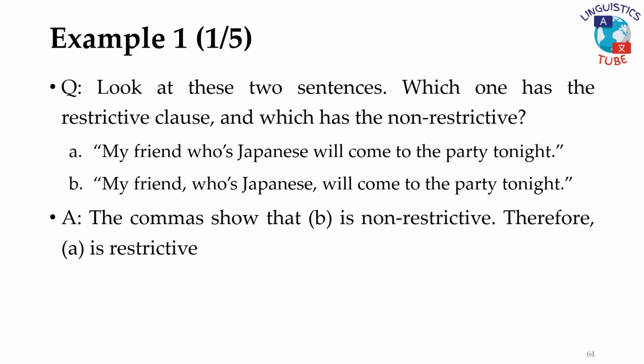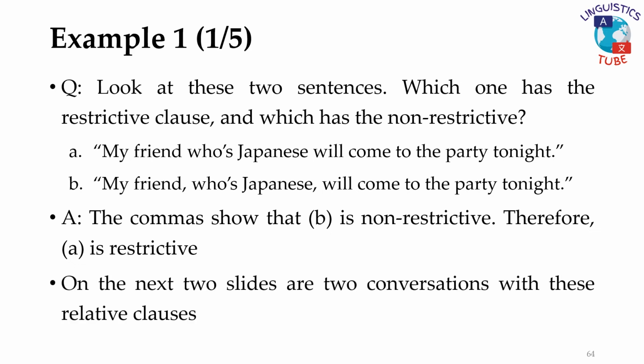This distinction is very confusing when we learn about the two types of relative clause for the first time. For me, the best way to understand the meaning difference between these two sentences is to create some context. Therefore, I will show you two different conversations for these two types of relative clause. We will firstly see the conversation for the restrictive relative clause. Remember that the two sentences are, my friend who's Japanese will come to the party tonight, and my friend, who's Japanese, will come to the party tonight.